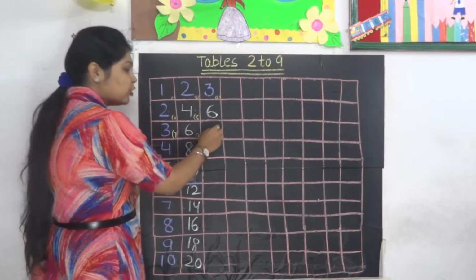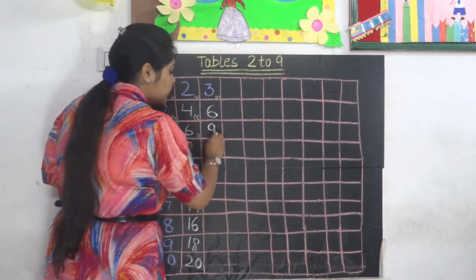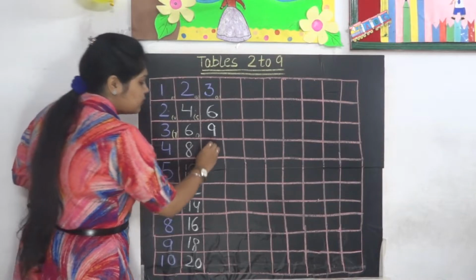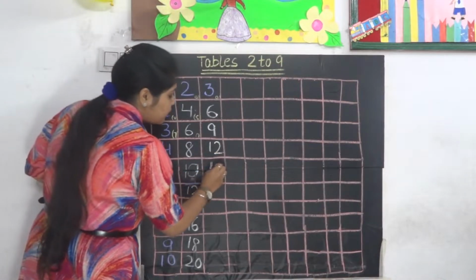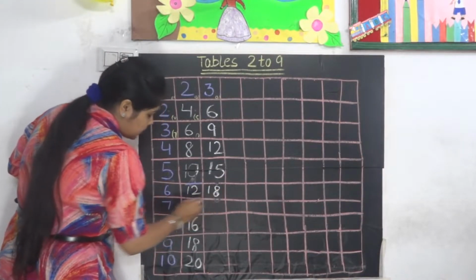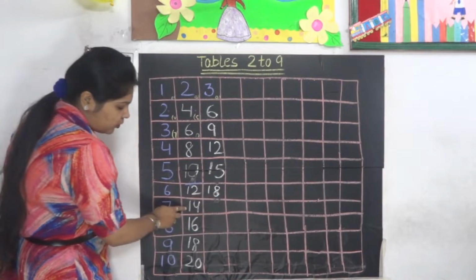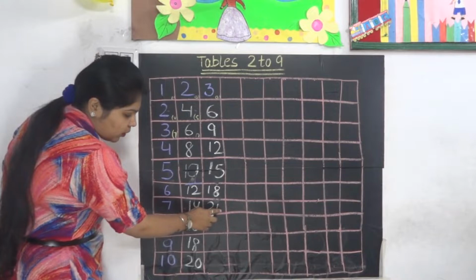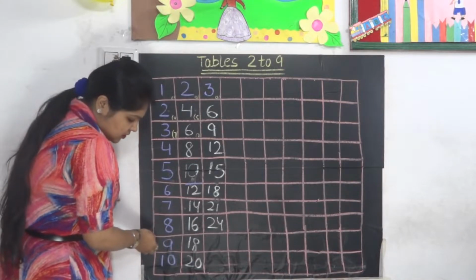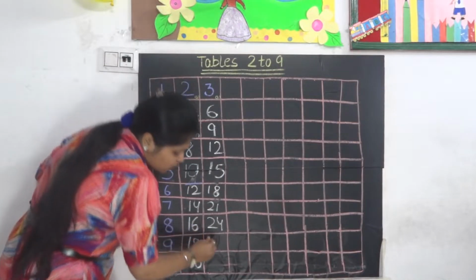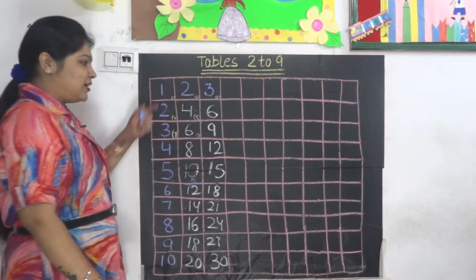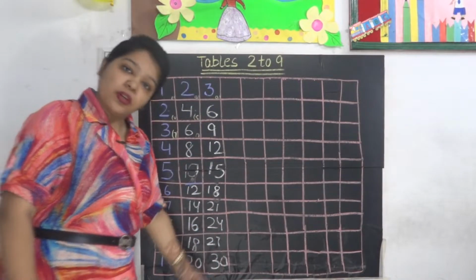Okay, now sixth box, seventh box, eighth box, and what will come here? 9. Now don't write these numbers, just do it in your mind. 10, 11, 12, 13, 14, 15, 16, 17, 18, 19, 20, 21, 22, 23, 24. Correct? Now which box is this? 25, 26. Now this box is 27, 28, 29. Yes, 30. This is the table of 3.